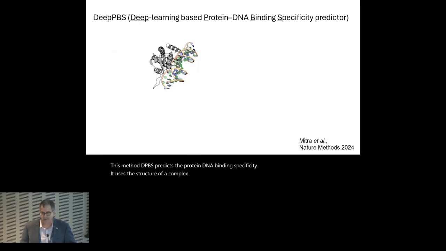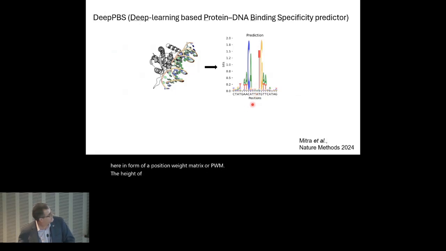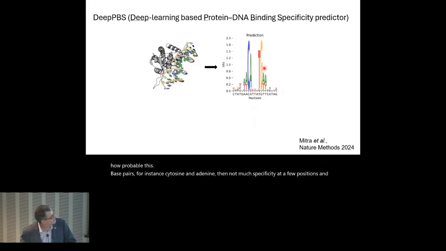So this is a first step, but the input requires knowing where the DNA molecule binds, but we will predict the specificity of this protein, shown here in the form of a position weight matrix, or PWM. The height of the letters at the different positions along the double helix indicates how likely or how probable this base pair is, for instance, cytosine and adenine. Then not much specificity at a few positions, and then thymine and guanine.